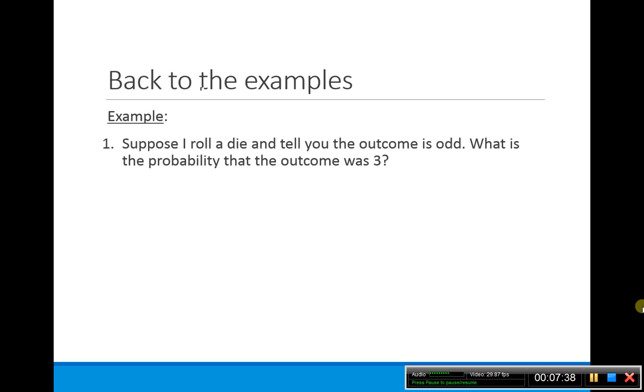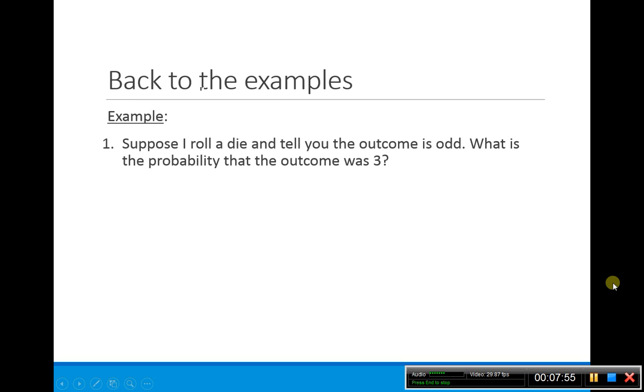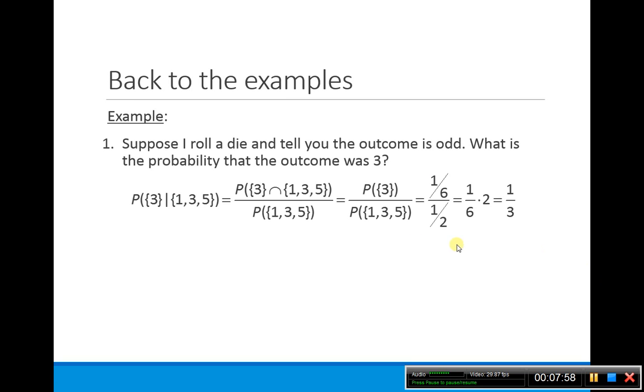Okay, so now let's go back to our example. Suppose I roll a die and tell you the outcome is odd. What is the probability that the outcome was 3? Remember here, the conditional probability says that I want to look at the probability of the intersection over the probability of what I already know. So the probability of getting a 3, given the fact that I rolled an odd, is going to be equal to the probability of the intersection divided by the probability of 1, 3, 5.